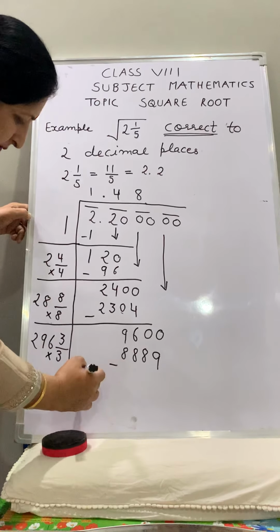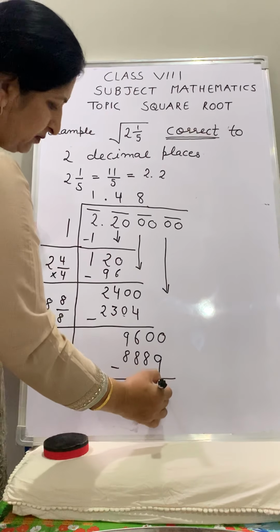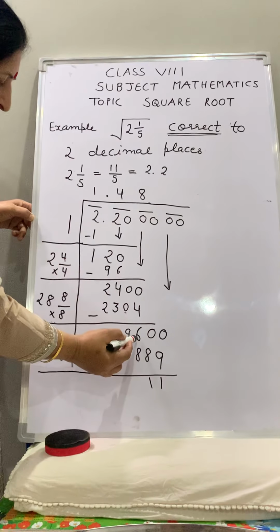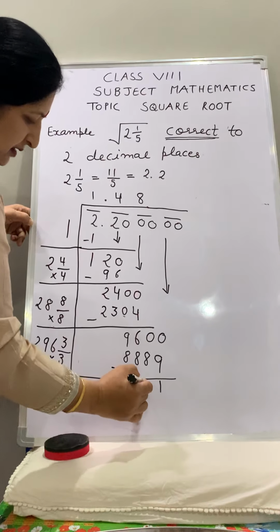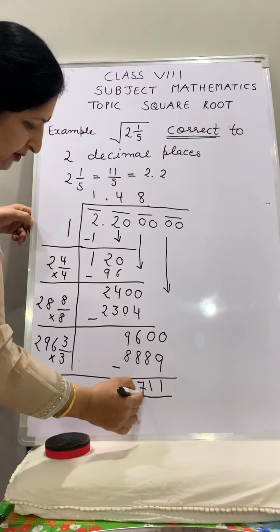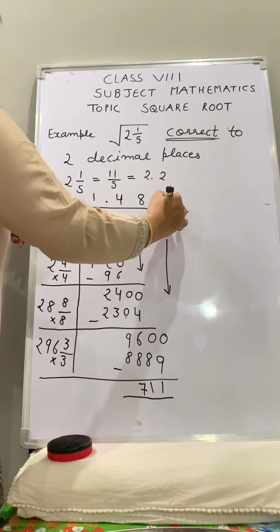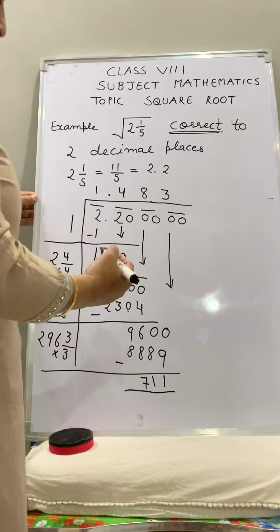Now minus. 10 minus 9 is 1. 9 minus 8 is 1. Now it will be 5, 15. 15 minus 8 is 7. And 8 minus 8 is 0. We will stop here because we need 3 digits in the question. We need 3 digits. Now how to write?